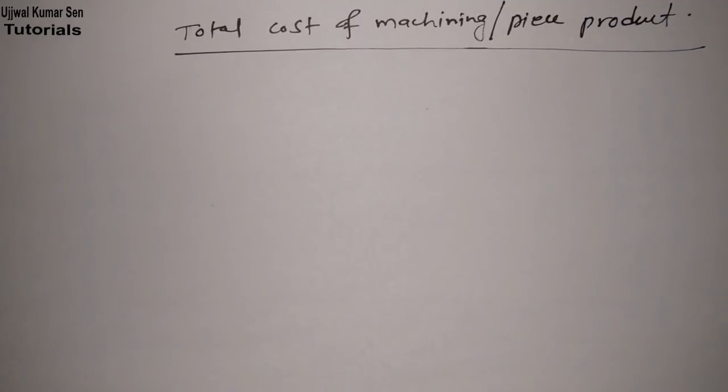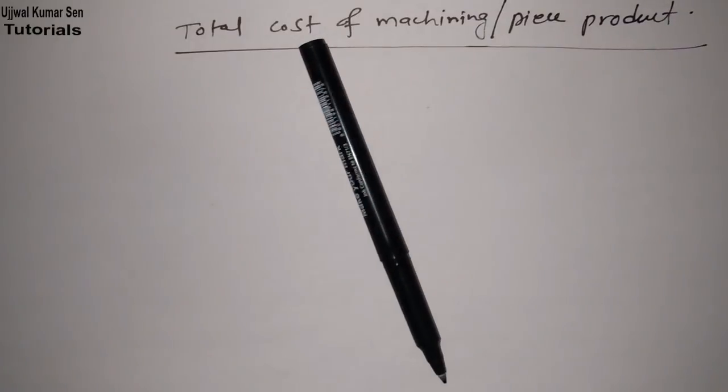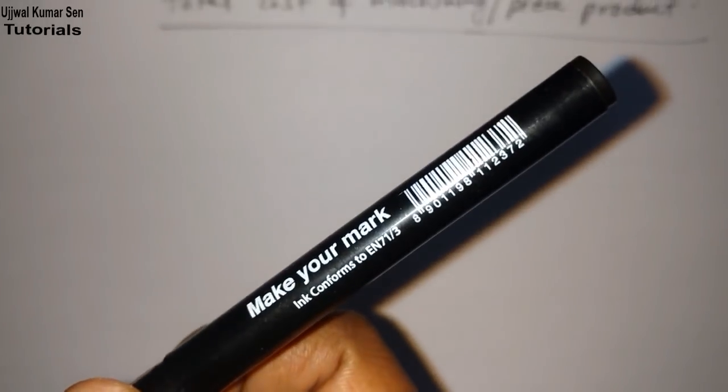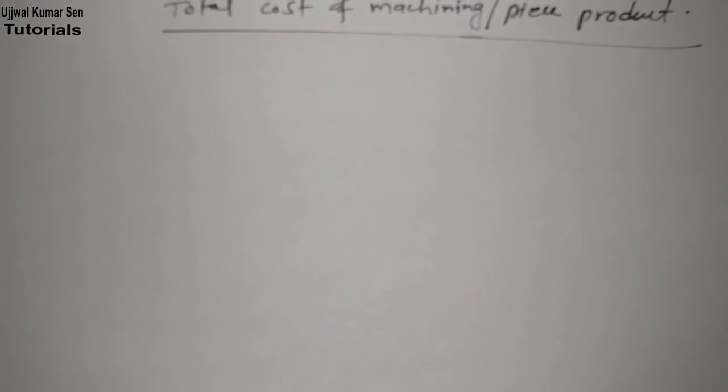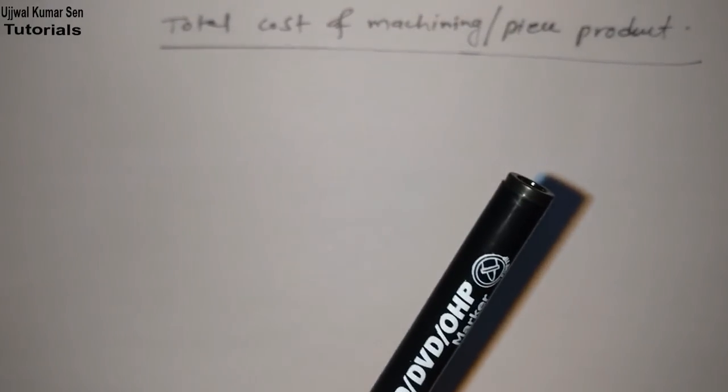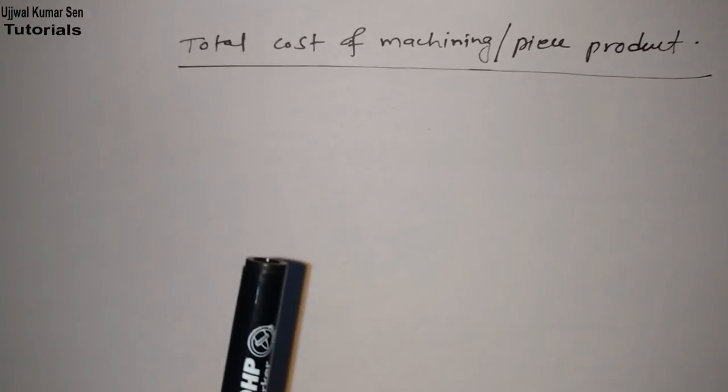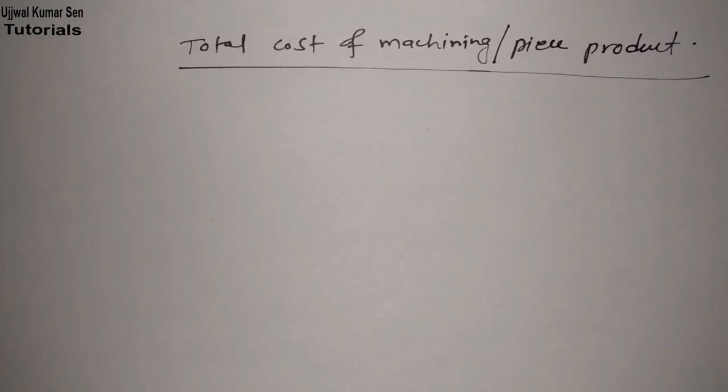So this is Ujjal Kumar Sen, and in this tutorial we are going to learn how to find the total cost of machining per piece product. Suppose that I want to manufacture this pen and I want to find out how much money I have to invest to manufacture this product per piece. Basically, in a machining operation, how much money we have to invest in machining to make one product.